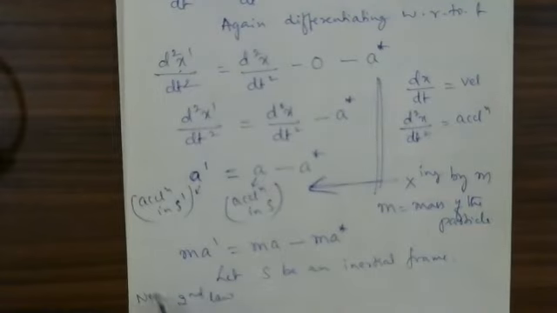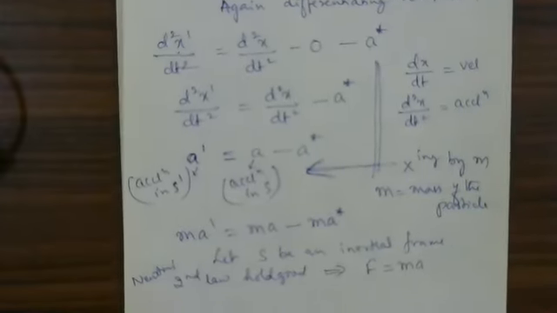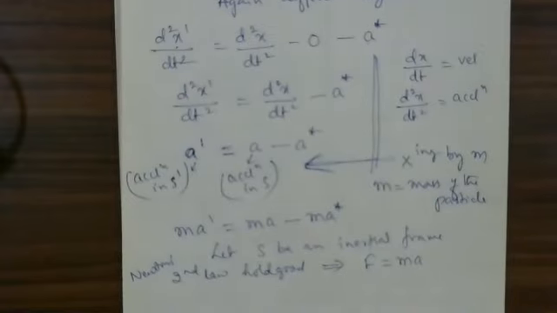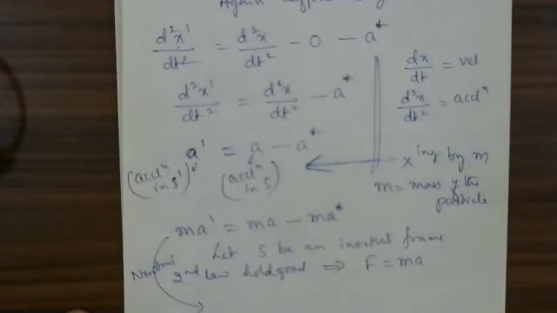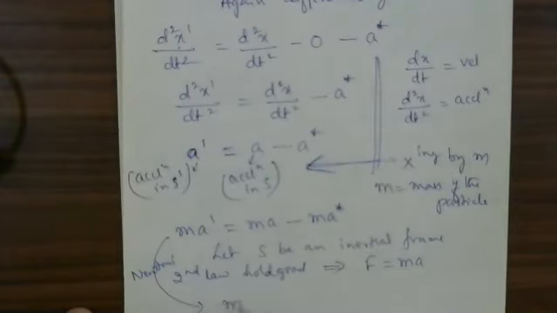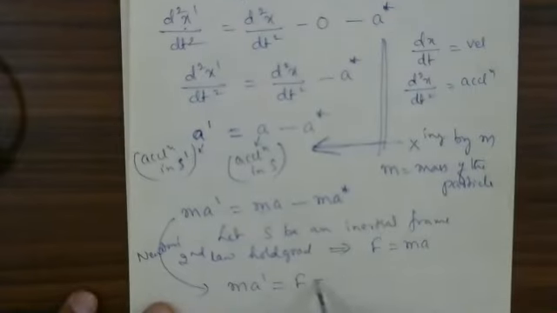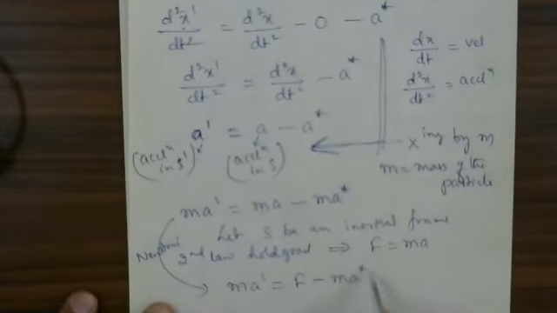Newton's second law holds good. If this holds good here, I can write F is equal to ma. Therefore, this can be written as ma dash is equal to F minus ma star.